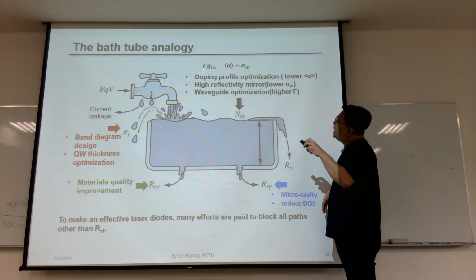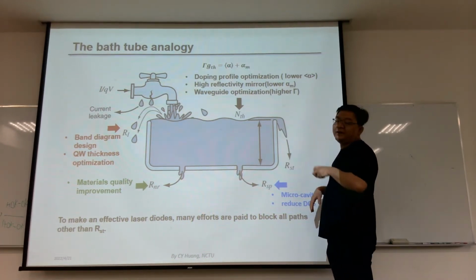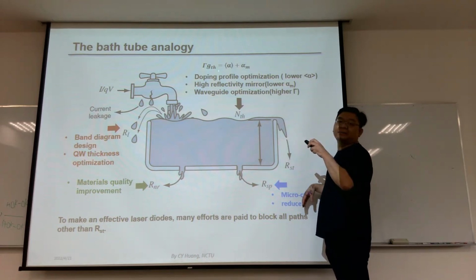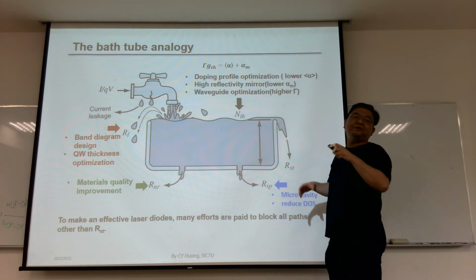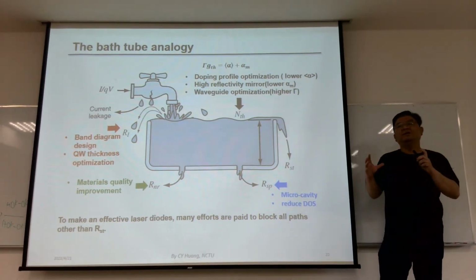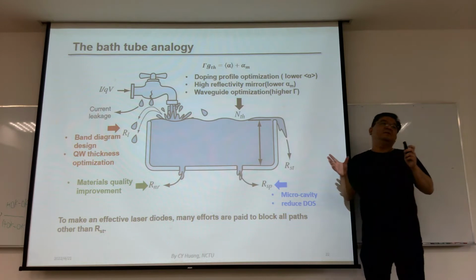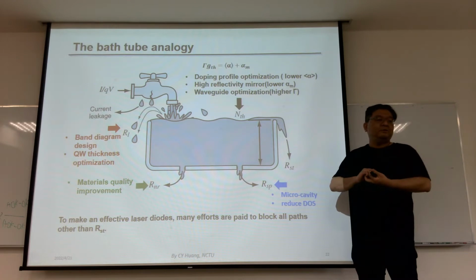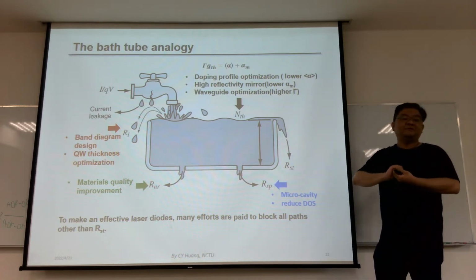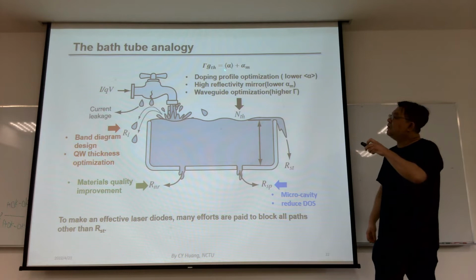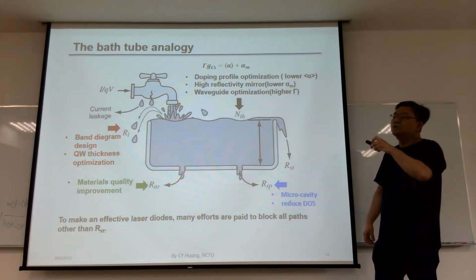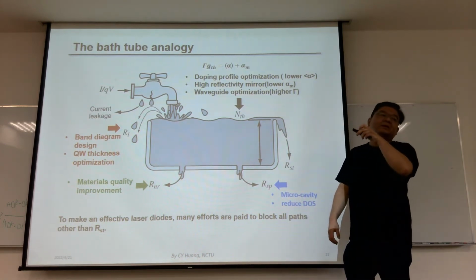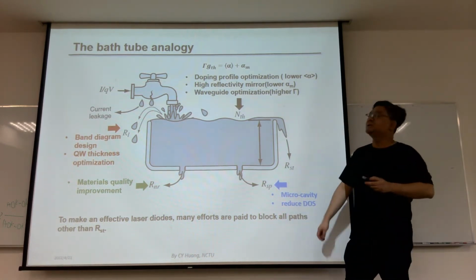And another way is that if the alpha_i and the alpha_m are fixed, and I want the g_th to be low, then we can increase the gamma. If your optical cavity has a stronger confinement factor, that means the overlap of your active region with the optical field is very strong. Then with the same level of internal loss and mirror loss, the threshold material gain will also be decreased.